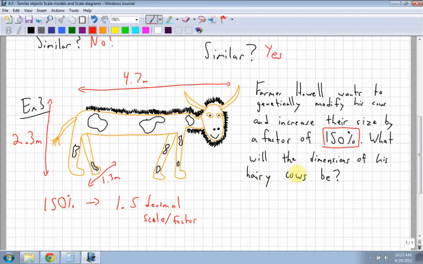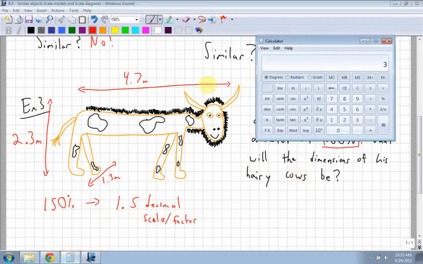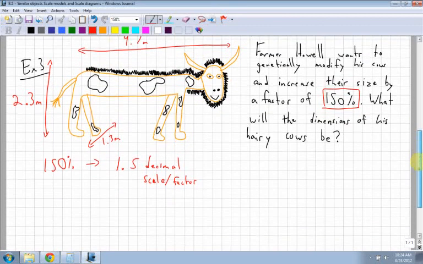This is a huge, huge cow already. 4.7 meters long. Well, you know there's roughly 3 feet per meter, right? Or 3.2 or something. So it's a 15-foot long cow. Huge, right? 2.3 meters tall is over 6 feet tall. He's already a big cow, but that's okay. So let's see. I'm going to take my 4.7 meters and multiply it by 1.5 because it's an enlargement.